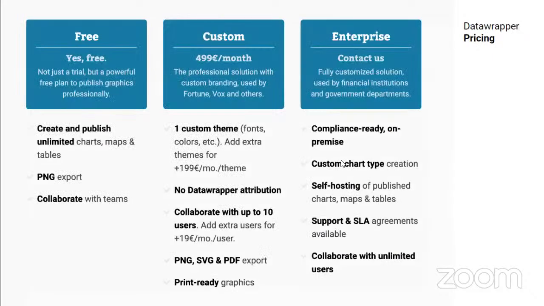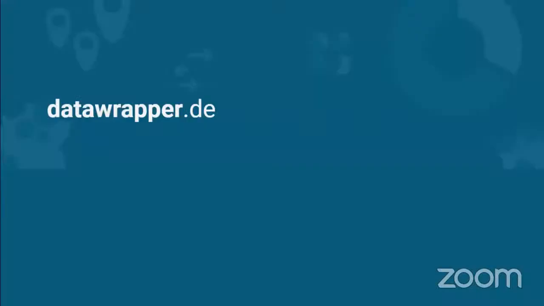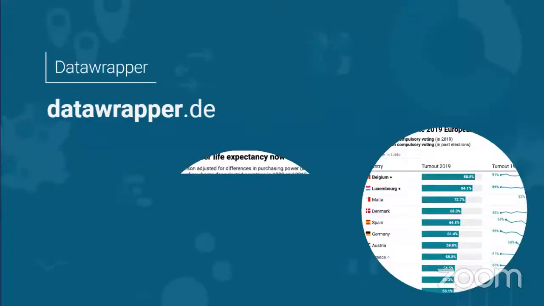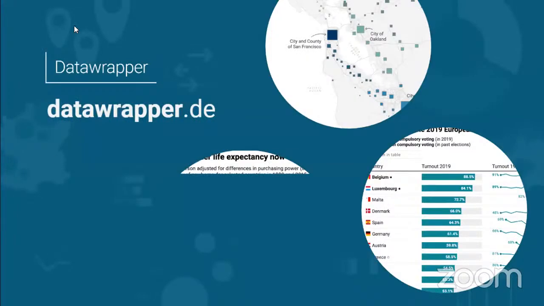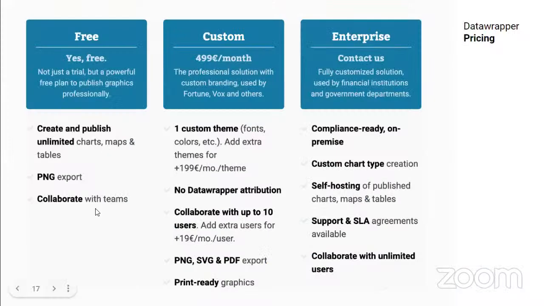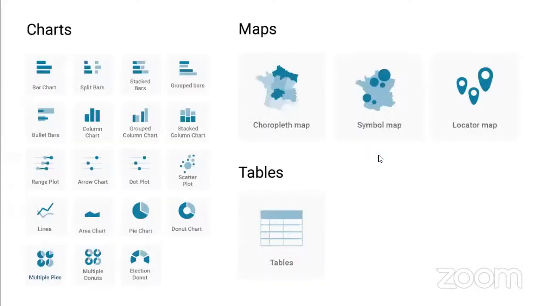So for pricing, there's a free plan to create and publish unlimited charts, maps, and tables, PNG export, and collaborate with teams. So let's say, for example, you want your organization to start using a collaborative tool for data visualization, you can use Datawrapper. And custom, that's the cost. It's quite expensive. One custom theme, Datawrapper distribution, collaborate with up to 10 users. Then you can have several other options. Then, of course, for the enterprise. Those are just some other examples.